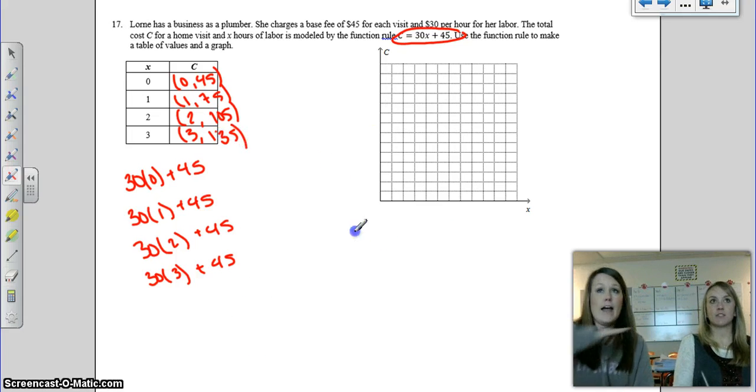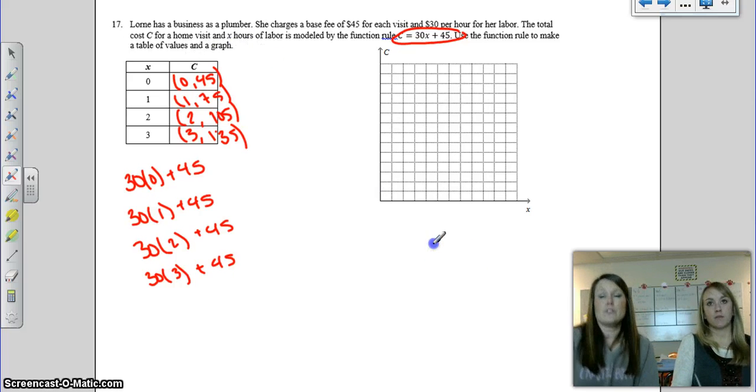So I have labels. x on the bottom, which is hours. Okay, good.